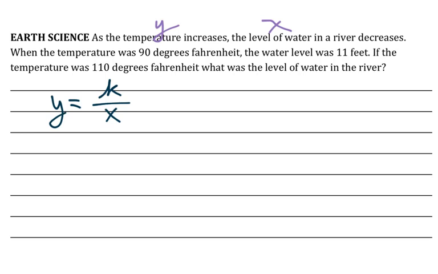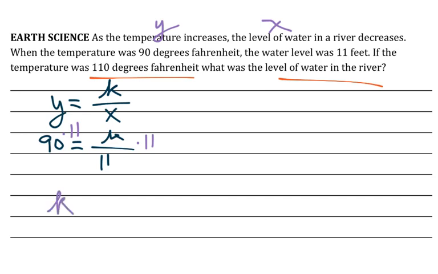When the temperature was 90 degrees Fahrenheit, the water level was 11 feet. If the temperature was 110 degrees, what was the level of water in the river? So we're going to use the same approach we've been doing. So I'm going to multiply both sides by 11 to figure out what the value of k is. And then 11 times 9 is 99. And then I'll put that 0 there. So this is the constant k.